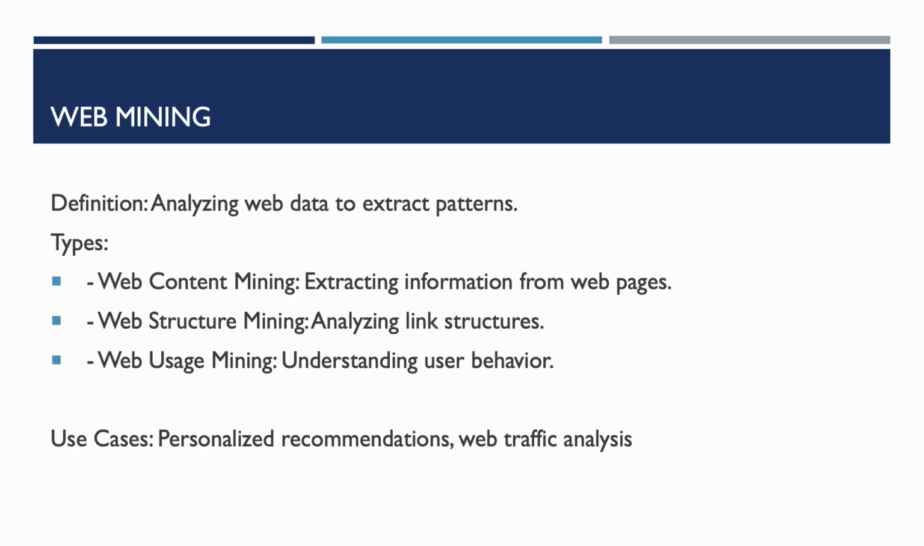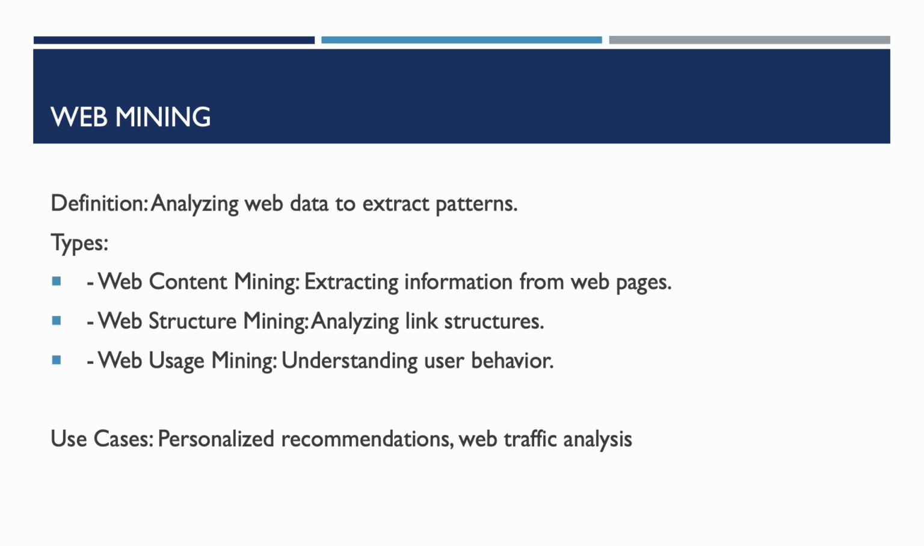Next, we have web mining, which is the process of analyzing web data to extract useful patterns and insights. Given the vast amount of information available on the web, web mining is essential for understanding user behavior, web structure, and content trends. So we have three primary types of web mining: web content mining, structure mining, and usage mining. So first we'll see content mining.